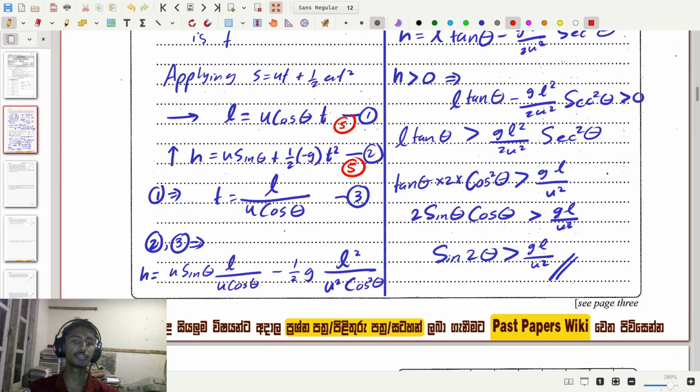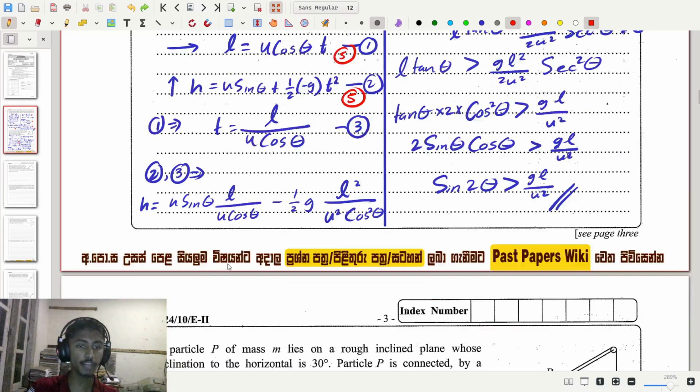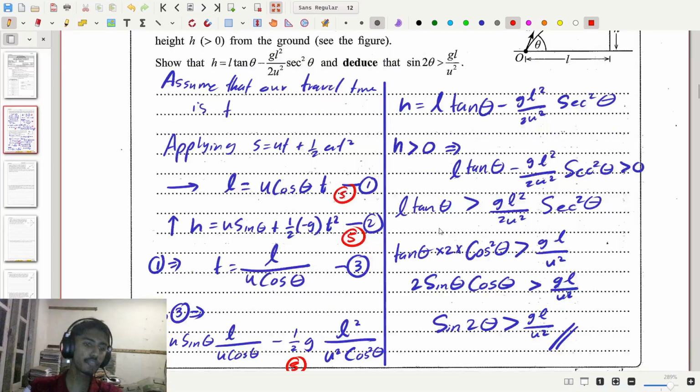Now after this, when you take the first equation, rearrange to get t, and then substitute in the second equation to get rid of t, you get another 5 marks for writing down this equation right here. Now after that, when you say that given this equation, if h is greater than 0, then everything on the right hand side here must be greater than 0, you get another 5 marks for simply stating that.